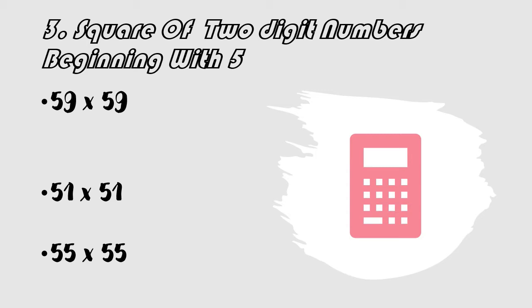So let's dive into our second video lecture, and here we are going to discuss two more rules. The first two rules have been discussed in the first video lecture, so this is going to be the third rule. How are you going to solve it? What is the rule? First, square of two digit numbers beginning with 5.